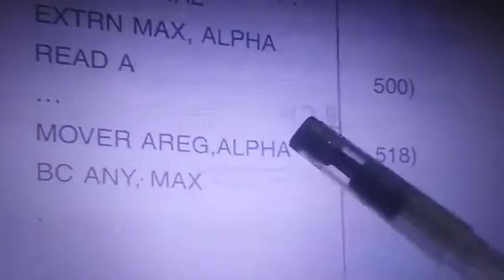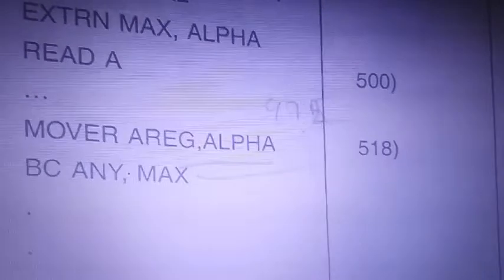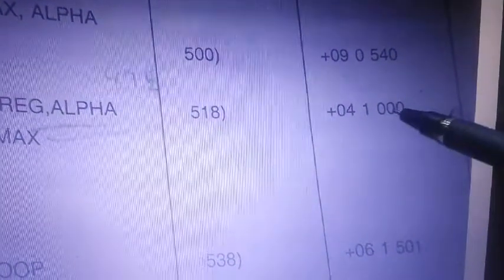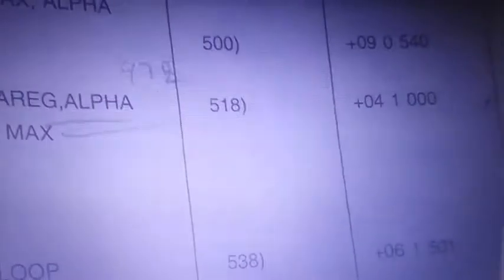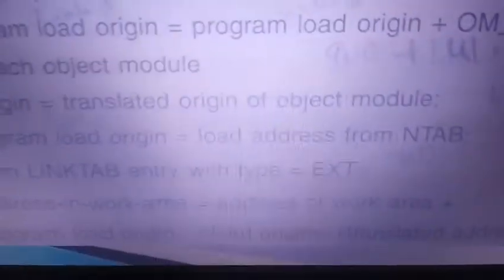Right? Now when you load, this line will not be at 518, it will be at 918. And you can see that it is 00 because alpha is not known to the assembler and it will be stored as 00. Clear? So the algorithm says find the work area.